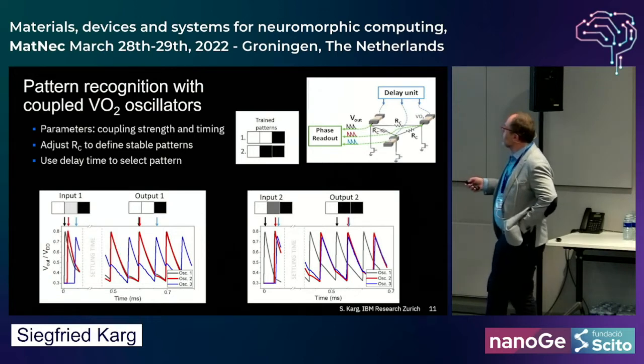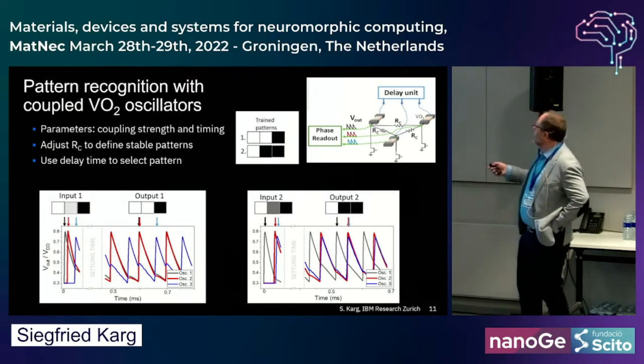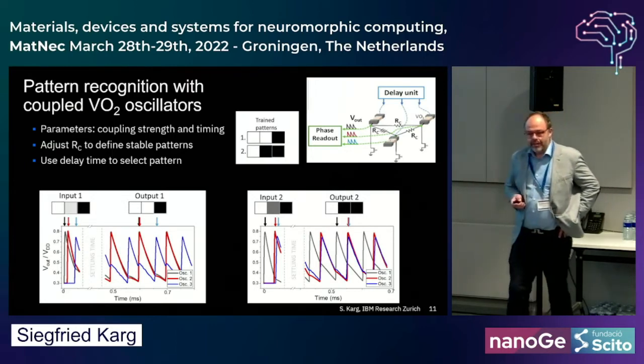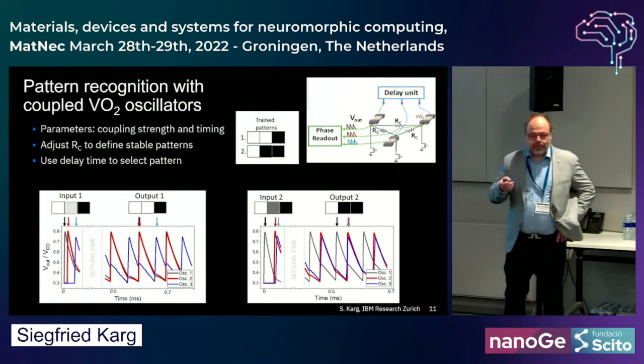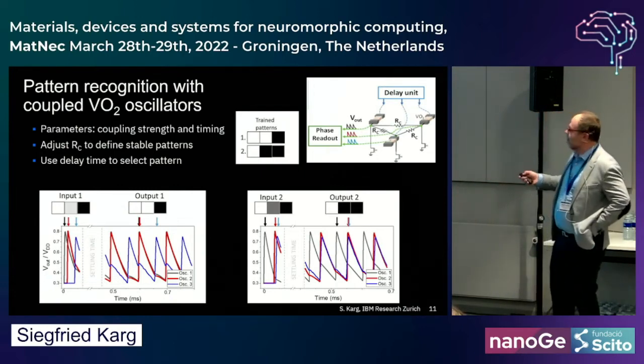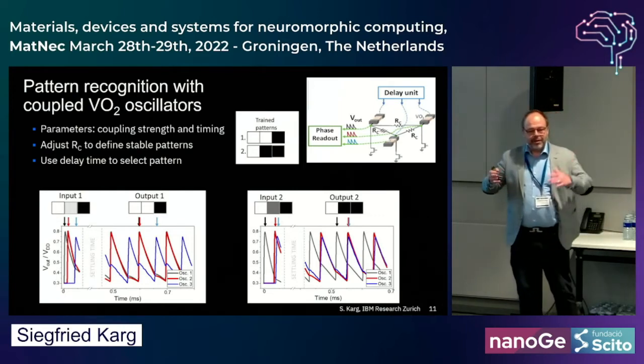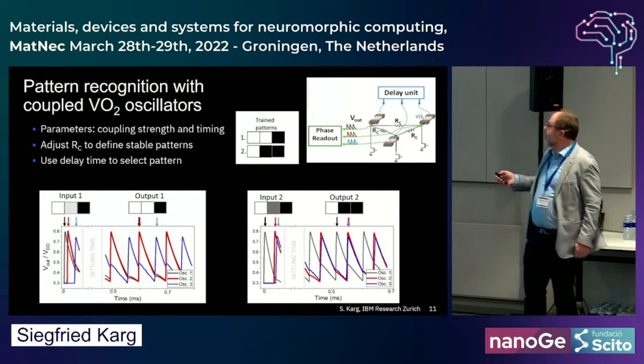The other pattern is where the first oscillator is individual, and then 2 and 3 are in phase. So these are the 2 trained patterns. So we set the coupling resistance accordingly. Okay, you can make an educated guess how the ratio between the coupling resistances has to be.